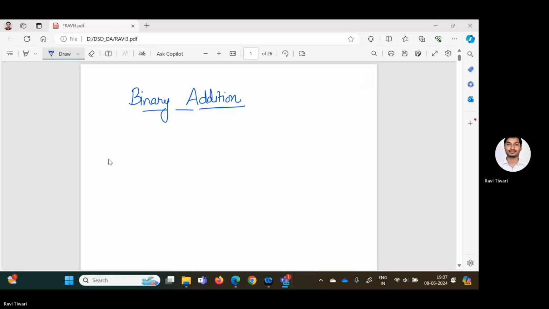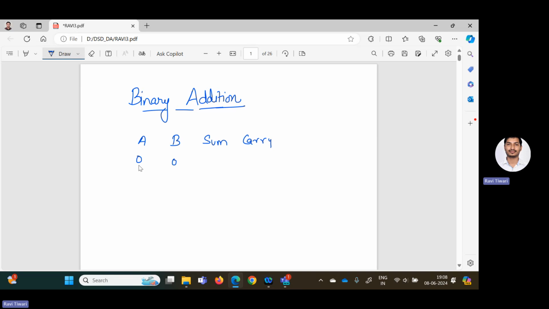So let's see how we can add two binary numbers. And for that, there are some basic things that we should know before adding two binary numbers. For example, we have two numbers A and B, both of single bit. For example, it is 0, 0. Then there will be two outputs, that are sum and carry.